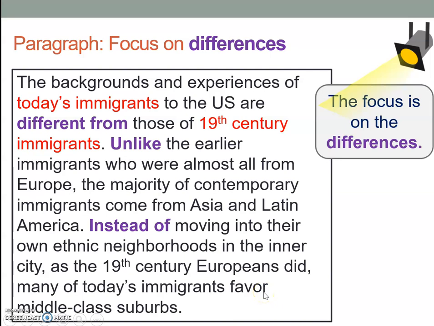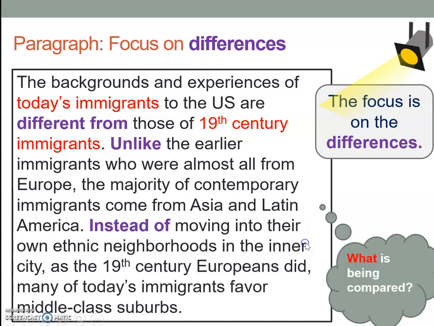If we look here, this paragraph is focusing on differences. And what's different, we can see here: today's immigrants compared to 19th century immigrants. So, in what way are they different? The backgrounds and experiences of today's immigrants to the U.S. are different from those of 19th century immigrants. So, we immediately see it's today's immigrants compared to 19th century immigrants. And then we look for our markers. What words show us? Unlike, instead of. These show us that things are different.